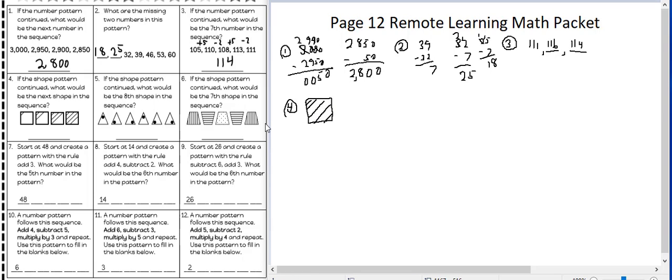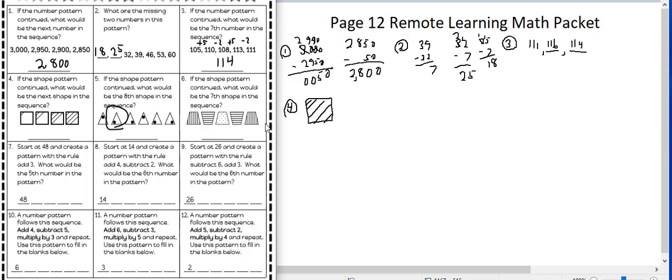Number 5, if the shape pattern continued, what would be the 8th shape in the pattern? All right, so let's look. 1, 2, 3, and then it starts over. So 1, 2, 3, 1, 2, 3. So 1, 2, 3, 4, 5, 6, 7, 8. So that would be the 8th one in the pattern.